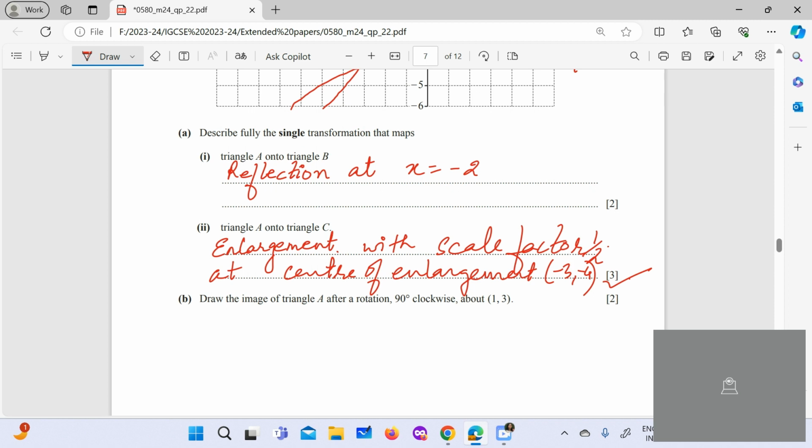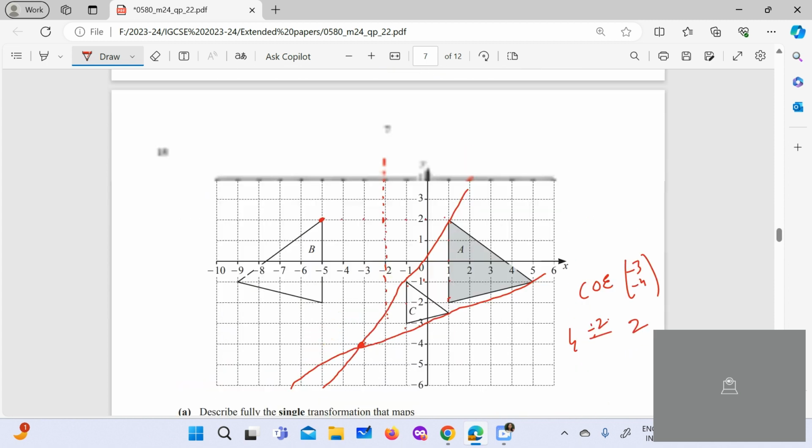Draw the image of triangle A after a rotation 90 degrees clockwise about 1, 3. Okay, so this is rotation 90 degrees clockwise. What is the change when we do 90 degrees clockwise? So your (x, y) will change to (y, minus x). Now we have to be careful about this center of rotation, that is 1, 3. Okay, let's see how to do this question now.